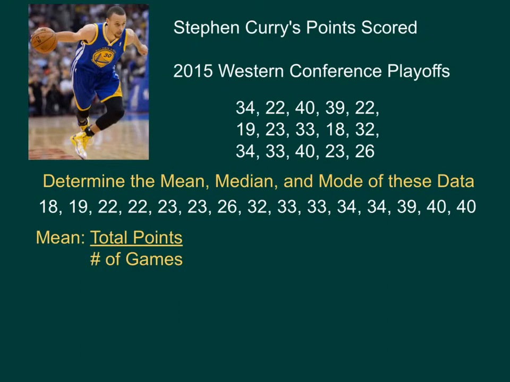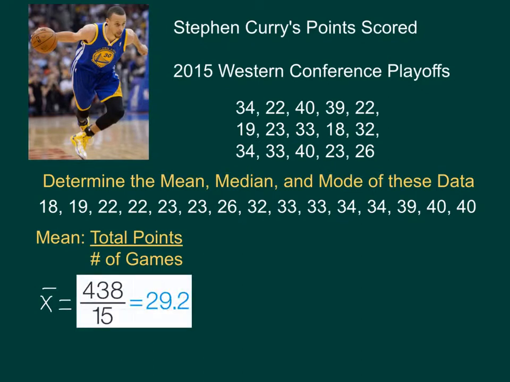Now remember that to determine the mean, which is also known as X bar, we would have to figure out the total number of points and divide that by the total number of games, which is the number of data points. So using a calculator or doing it out by hand, we can figure out the sum of all the points that Steph Curry has scored and divide it by the 15 games that he's played.